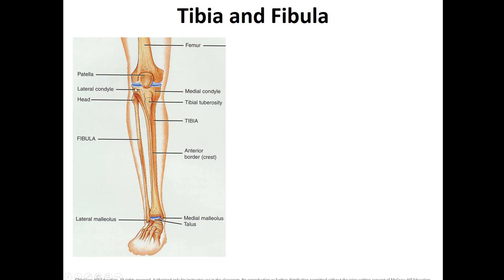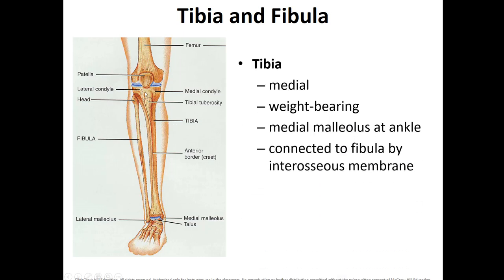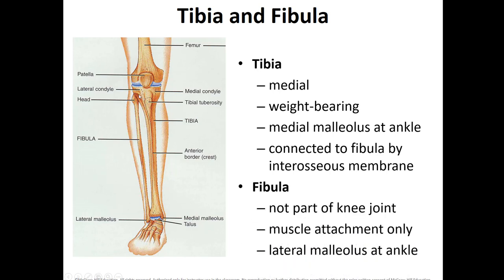The tibia is a weight-bearing bone. This is where your shin is. And what you feel on the medial side of your ankle is the medial malleolus. It is going to be connected by interosseous membranes with the fibula. The fibula is not going to be part of your knee, but it is a stabilizer. What you feel on the lateral side of your ankle is the lateral malleolus of the fibula.